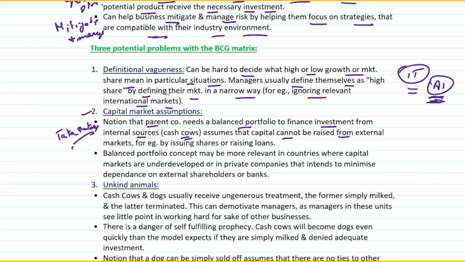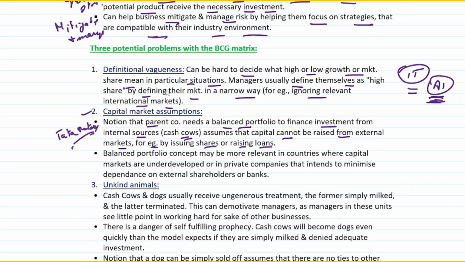It assumes that capital cannot be raised from external markets, for example by issuing shares or raising loans. So they assume that all the finance needs can be catered by the cash cow itself. You need not go to the external markets for raising funds. I'm just telling you for example purposes. Please don't try to correlate it with the real world. The notion that the parent company needs a balanced portfolio to finance investment from internal sources assumes that capital cannot be raised from external markets. So they are under an assumption that they cannot raise money from the outside world by issuing shares or raising loans. There is a capital market assumption in the BCG matrix that the entire funding can be done by the cash cow itself.